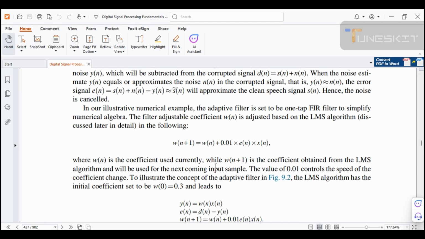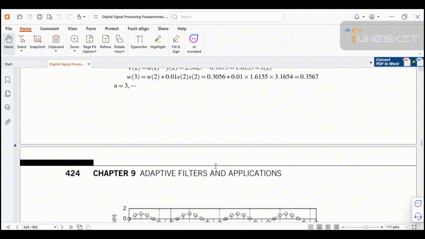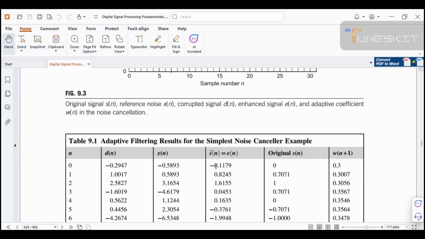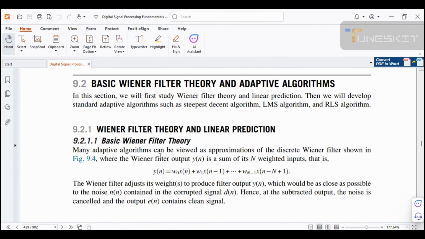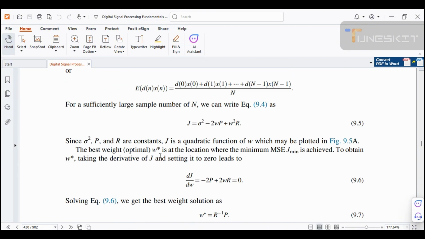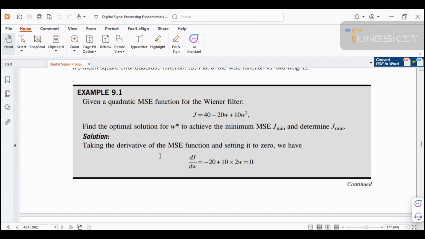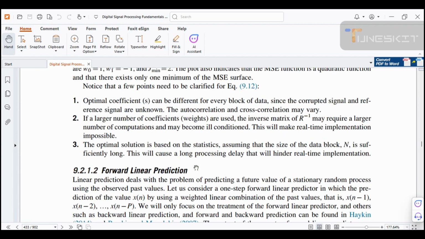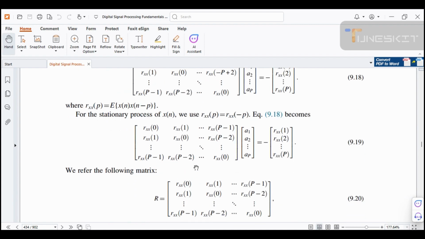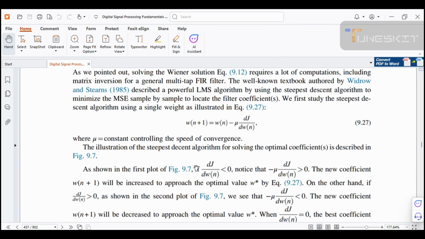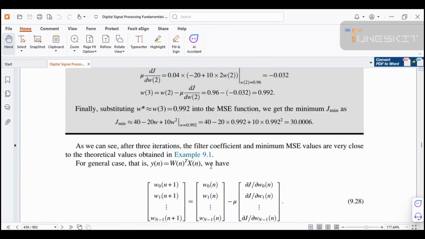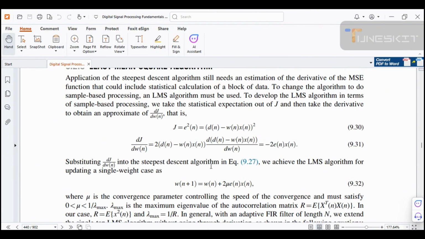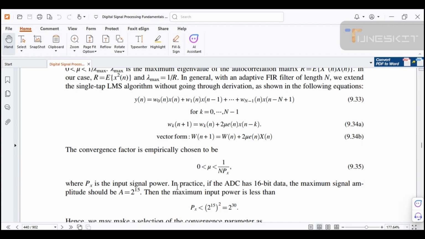This is all that we discussed earlier, so there is no need to discuss it now. This is about Wiener filter theory and adaptive algorithms that we discussed earlier, and these are a few examples related to adaptive filters. And the last one is an algorithm that we discussed earlier, and this is also an algorithm.